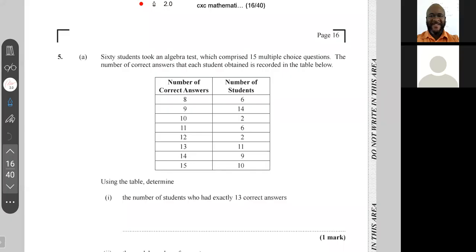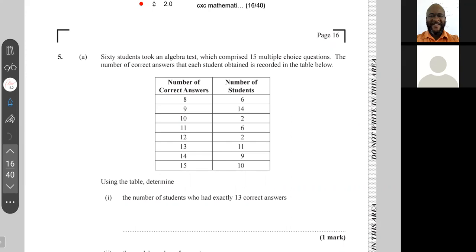So January 2021, question number 5, this says 65 students took an algebra test which comprised 15 multiple choice questions. The number of correct answers that each student obtained is recorded in the table below. Using the table, determine the number of students who had exactly 13 correct answers.